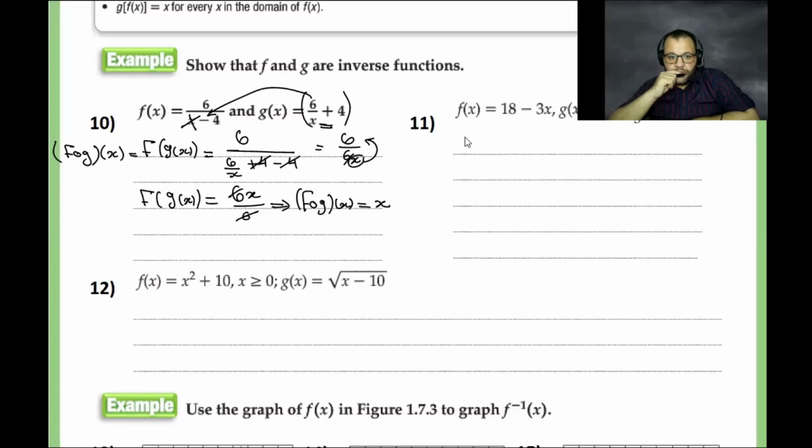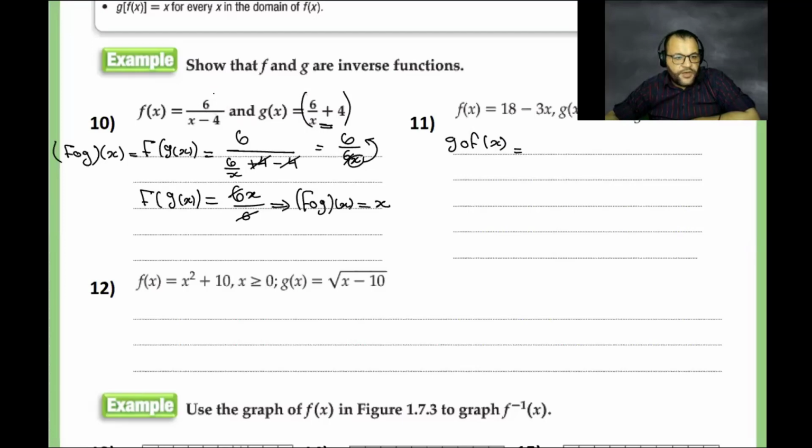And if the answer of f of g of x equals x, that means it's an inverse function, right? Yes. Okay. If you need to find g of f of x, I will use f of x.